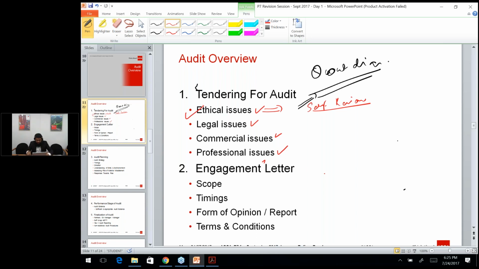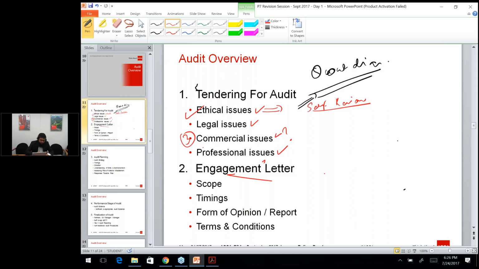The third one is the commercial issue. And what is this commercial issue? The audit quality should never go down, because if the audit quality goes down, then ultimately your opinion might not be an appropriate opinion. You might end up giving a wrong or incorrect opinion. So there has to be a commercial incentive. You need to consider whether this client is going to give us appropriate commercial reward for us to undertake this audit.